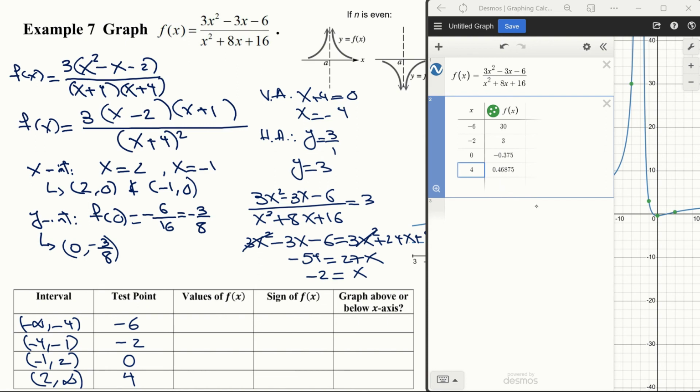So for -6 we have 30, for -2 we have 3, for 0 we have -0.375. We already had that. It was -3/8, which of course in decimal form becomes -0.375. For 4 we have 0.46875.